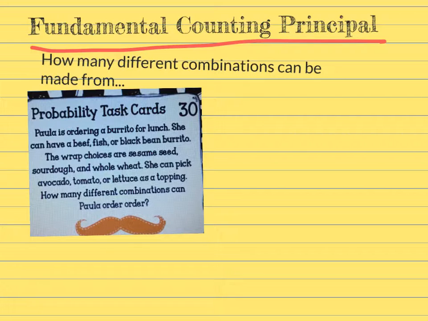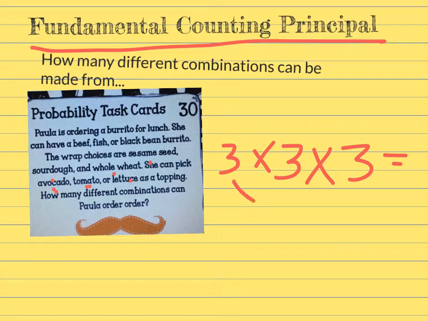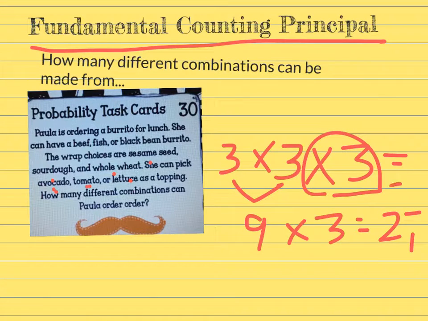All right, so let's figure this out together. She can have beef, fish, or black bean burrito. That is 3 times, let's see, wrap choices are sesame seed, sourdough, and whole wheat. That's 3 again. And then she can pick for topping avocado, tomato, or lettuce. So that's 3. So let's see, 3 times 3 is 9. Then 9 times this 3 is 27. So there are 27 different combinations.